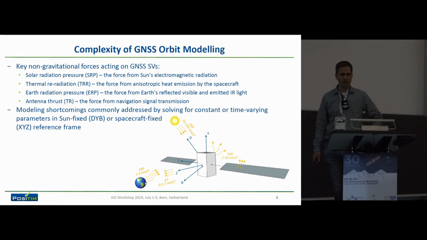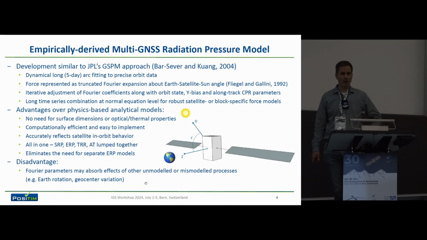So our approach is very similar to the one that JPL invented more than 20 years ago. We do a dynamic long fit arc fitting to precise orbit SP3 data. We represent the force as a Fourier function of the Earth-satellite-Sun angle, and then we solve for these Fourier coefficients together with orbital state, y-bias, and some long-track parameters. The key thing here is that we do this for a longer time period, at least 1 year, and combine the coefficients at normal equation level to create a set of robust satellite or even block-specific models.